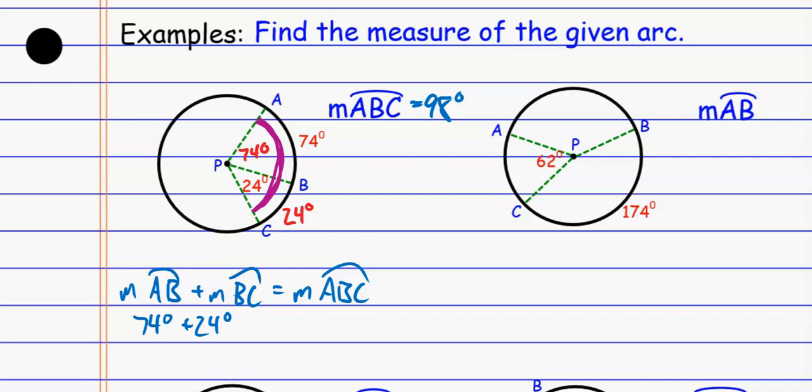If I look at the next one, once again, it says the measure of arc AB this time. And so for this one, notice I have a couple measurements already drawn here. I have arc BC. I have this piece at 174 degrees. I have a central angle at 62 degrees. Well, I can find the measure of arc AC at 62 degrees. Okay? But now what I'm looking for is this one right here.